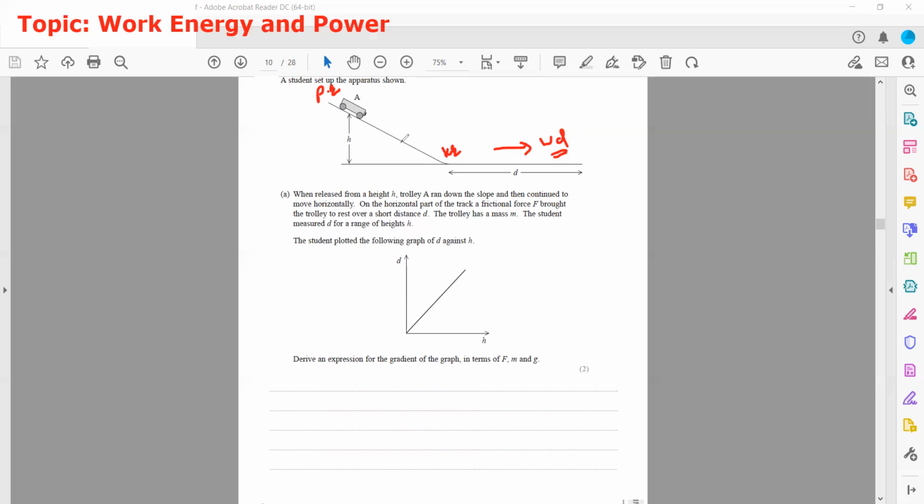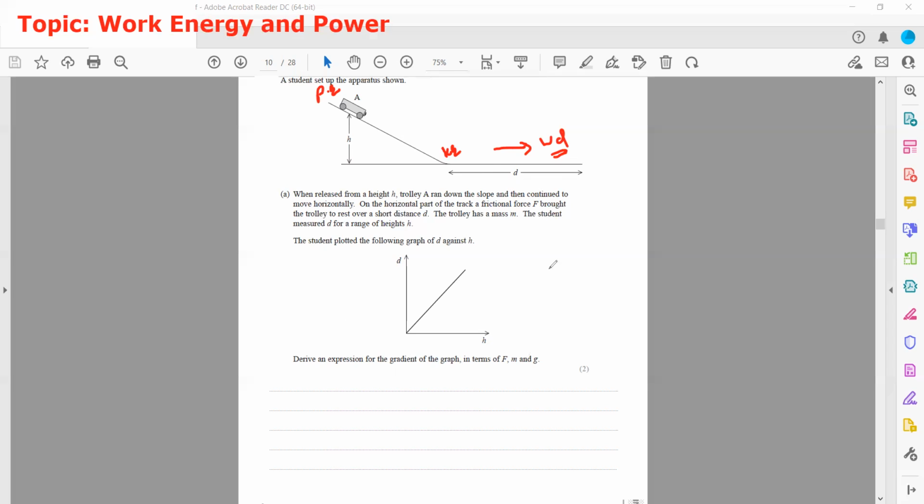If a student rolls down a trolley from a shorter height, then the distance moved is small. But when it rolls down from a greater height, it will move a greater distance. We have to derive an expression for the gradient of a graph in terms of F, m, and g.